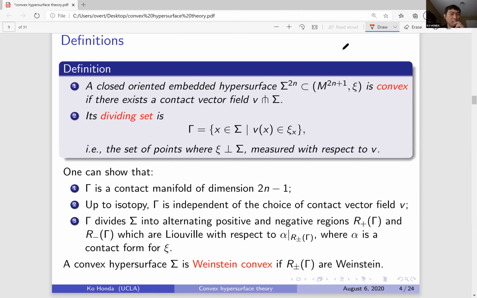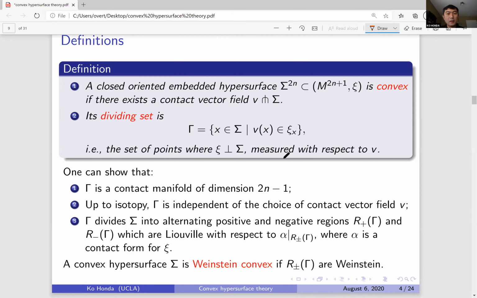The question is, is this dividing set necessarily connected or not? In dimension 3, generally there's no condition on whether it's connected or not. In higher dimensions, if R plus and R minus are Weinstein, then it has to be connected. For Liouville, there are examples where it's disconnected.